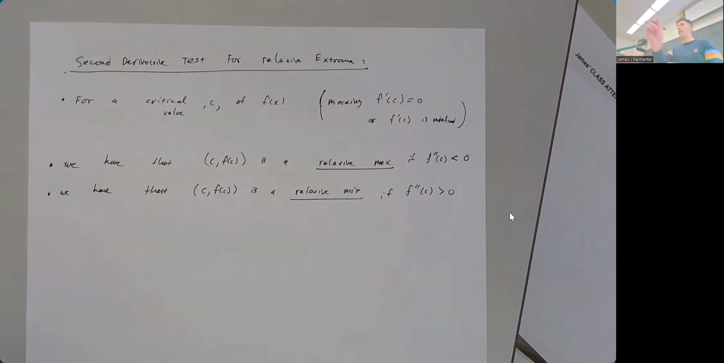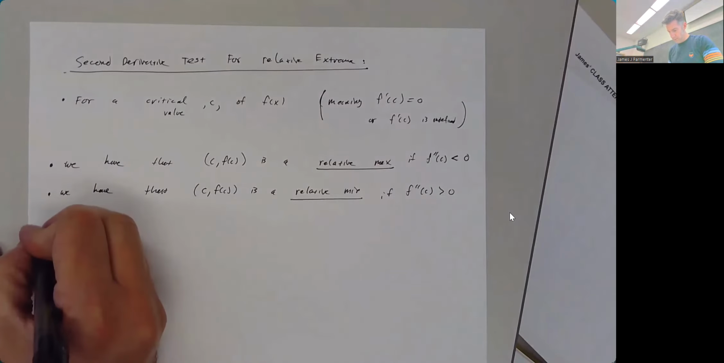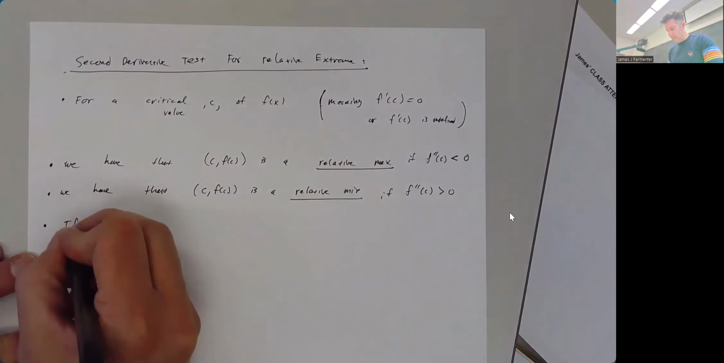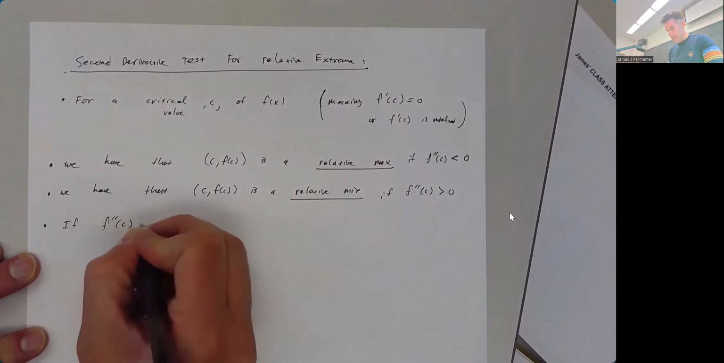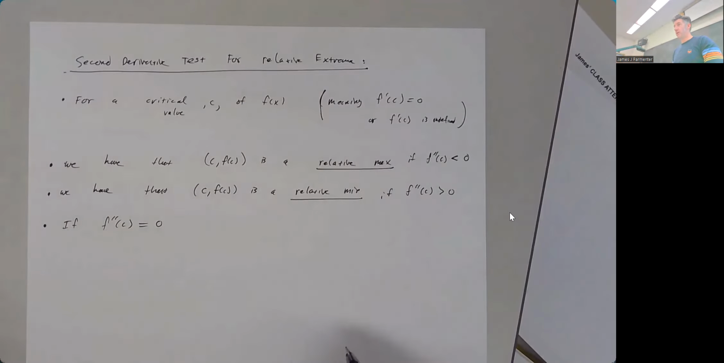And unfortunately, if f double prime of C is equal to 0, you don't know anything. It could be a max, it could be a min, it could be an inflection point.